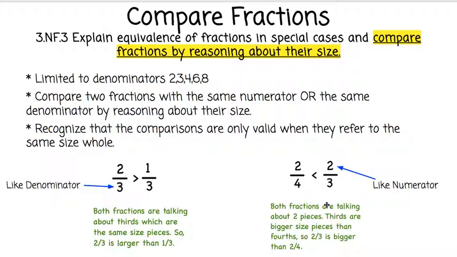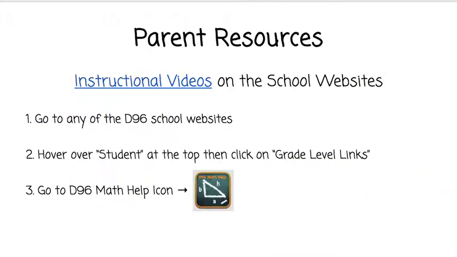When the numerator is the same, it's a little more tricky because you really have to think about the size of the piece. So I'm going to focus here, my numerators are the same, so let me look at my denominators. Which is a bigger size piece, fourths or thirds? I would prefer thirds. They're a larger size piece, so 2/3 are going to be larger than 2/4. So really that reasoning about their size piece is going to be very, very much stressed in 3rd grade.